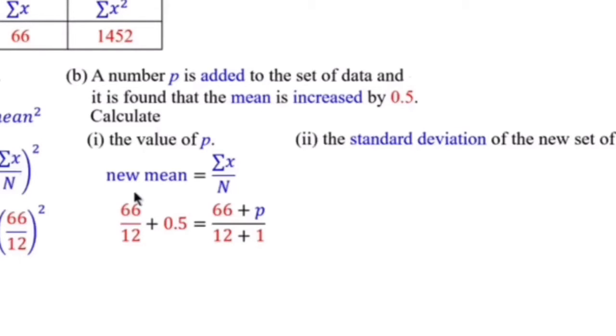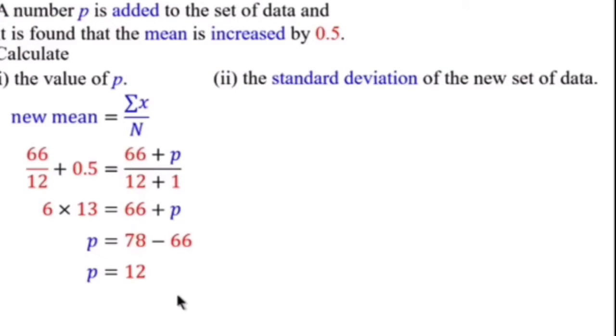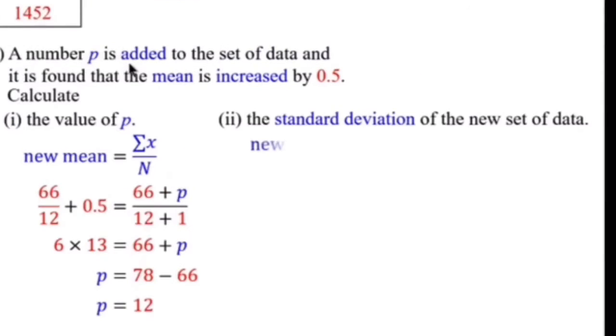And the total now becomes 66 plus p. Why? Because originally the total is 66. After you add p, for example you add 10, 66 plus 10 becomes 76. But you add a number that you don't know, so 66 plus the unknown, which is p. 66 plus p over the total number. Just now you had 12 numbers, so plus 1, 13 numbers. So you solve, you will get the answer p equals 12. You cross multiply and solve it carefully.